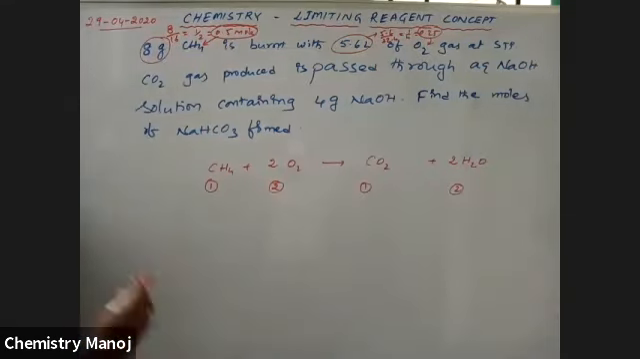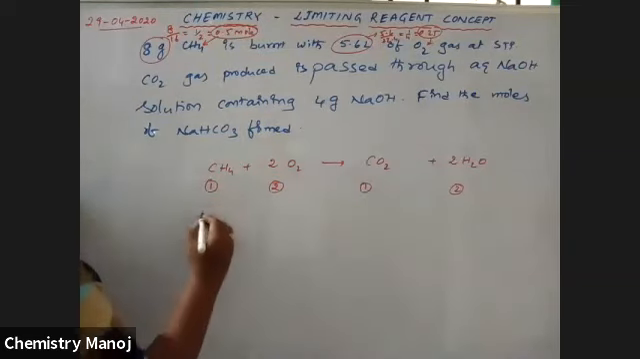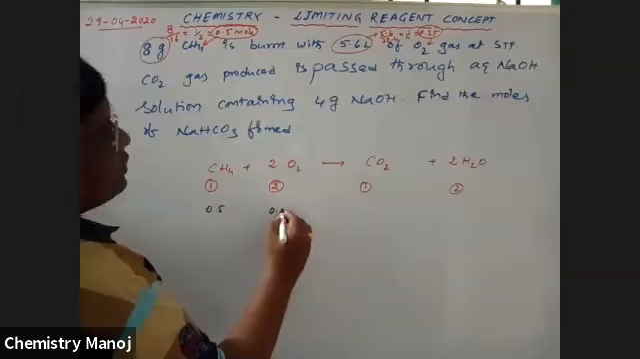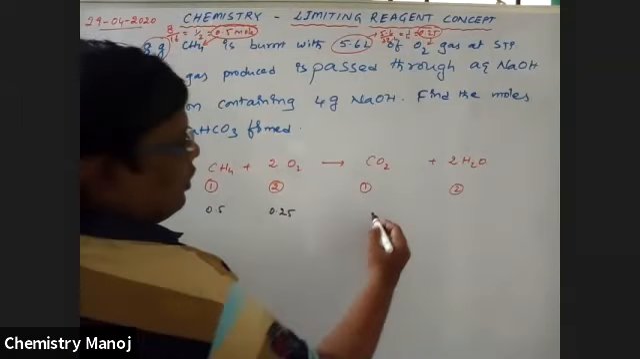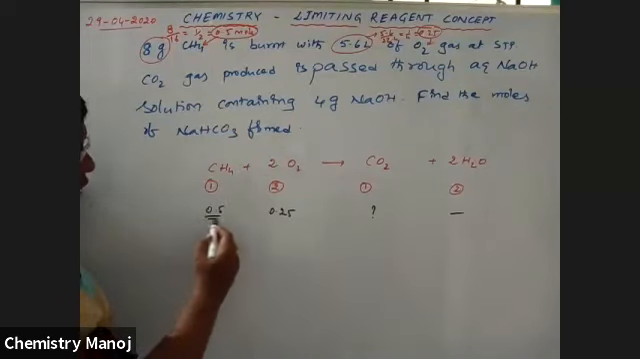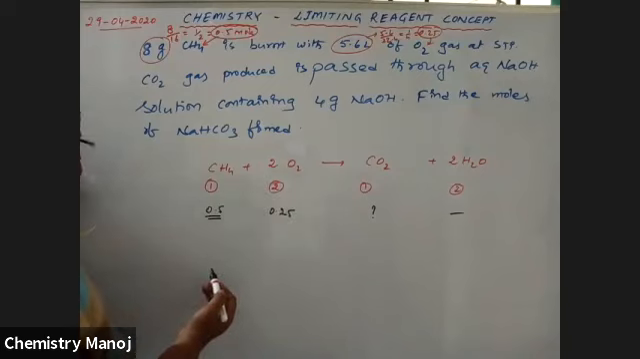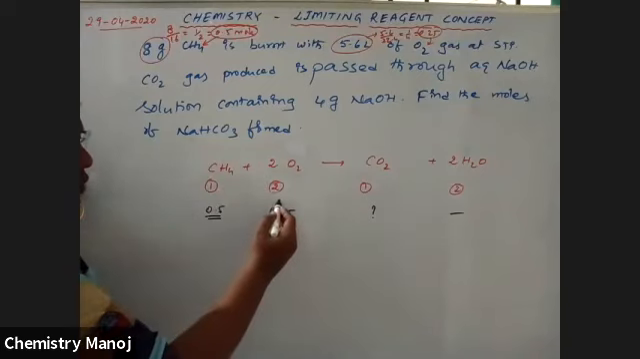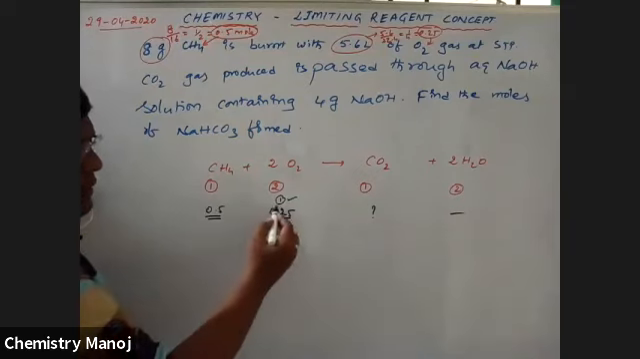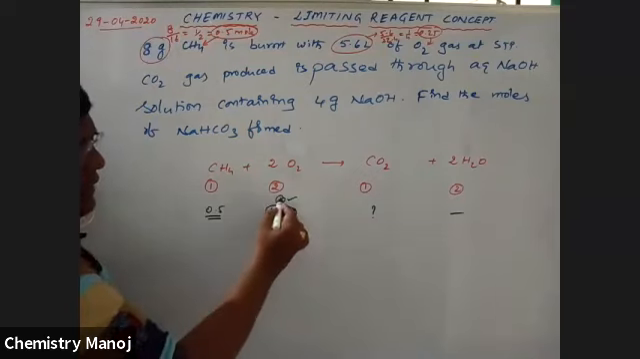But the given values are 0.5 mole and 0.25 mole. How much CO2 is formed? First of all, there is no need of that water. So 1 mole requires 2 moles. 0.5 moles requires 1 mole. Actually, we want 1 mole, but there is only 0.25. That means this is less than the required value.